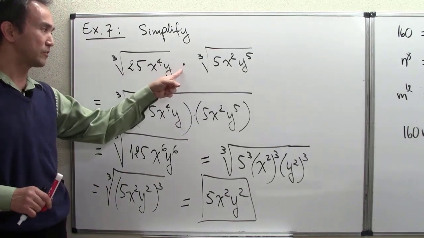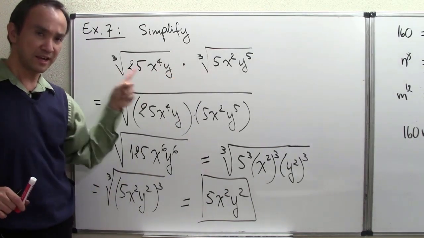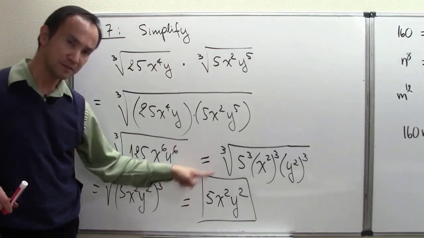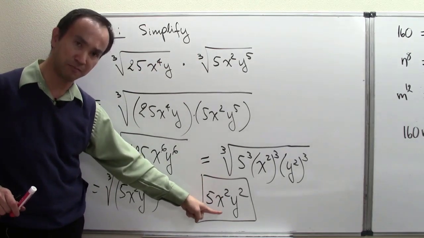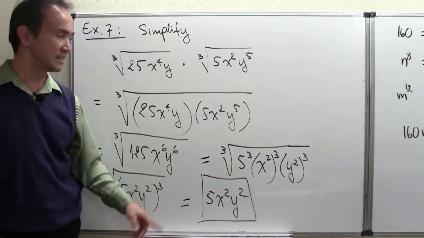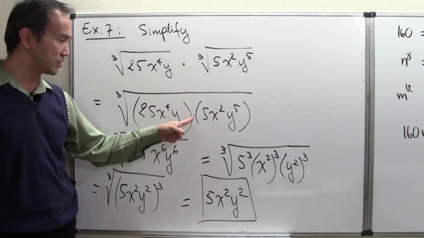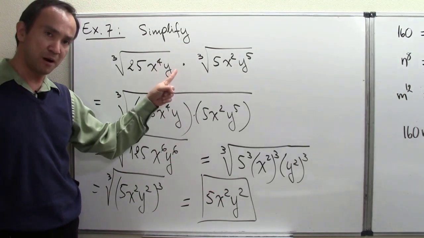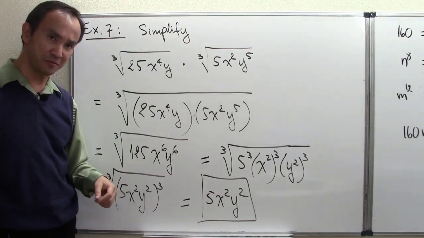So from something that has lots of product and cube roots all over, now we came down to something just a lot simpler. And that's how we have simplified this. And the essential theme right here, we use the product property in the backward direction. Okay.